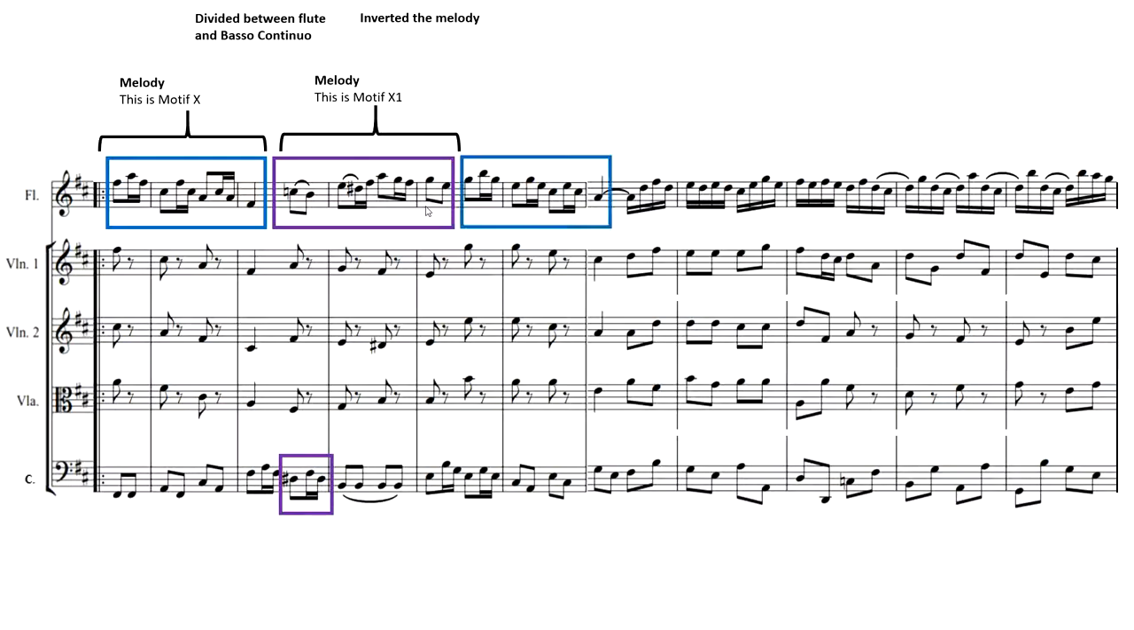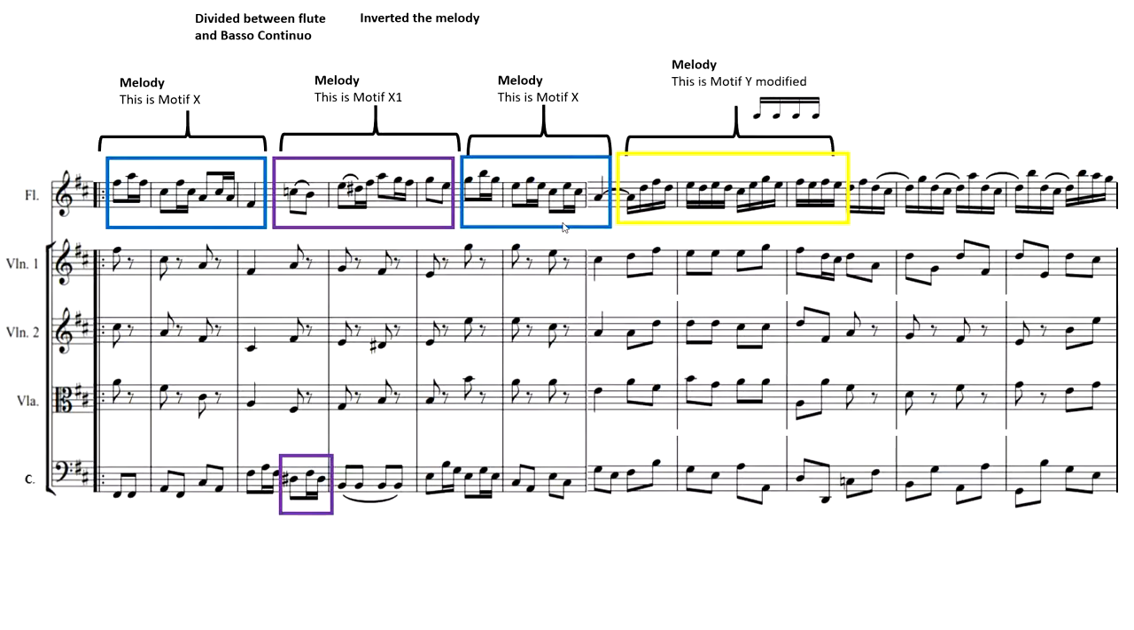Our next motif is motif X. We can see similarities. Here's what it sounds like. The next motif that he uses is motif Y. However, this is modified. He modifies it by adding four semiquavers at the end. Let's have a listen to it.